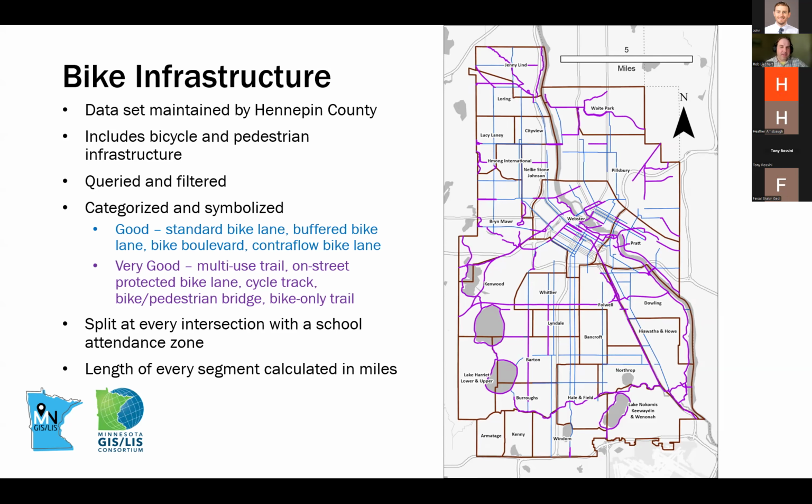You'll notice a number of these bike trails are very long. So here's the Cedar Lake Trail, going through multiple school attendance zones. Here is the Hiawatha Trail. Here's the Midtown Greenway. What I knew I needed was just the bike infrastructure that was present in each attendance zone. So I took all of these lines and I split them wherever they crossed a polygon. Anytime a blue or purple line crossed a brown polygon, I split it so that I could have just the portion of each bike infrastructure that was in each school attendance zone. And then of all those little segments, I calculated the length of all of them in miles. Some of them multiple miles long, some of them tiny fractions of a mile.